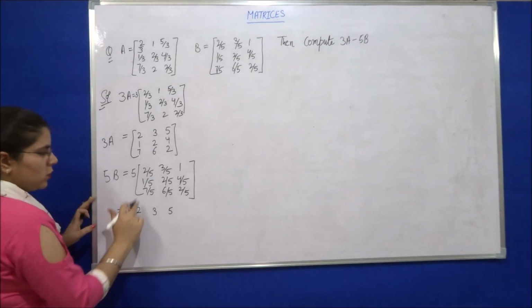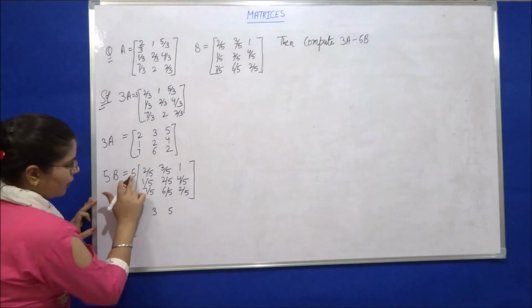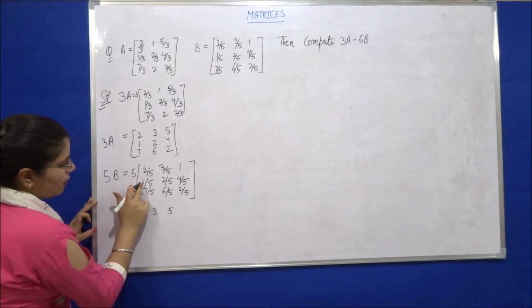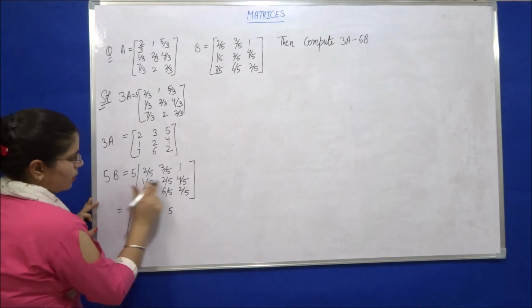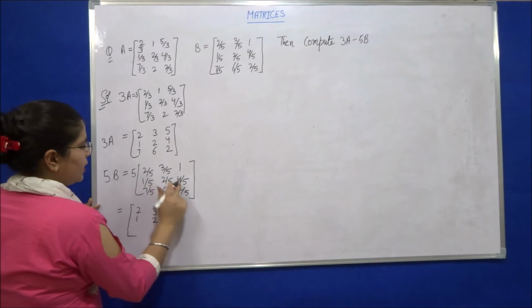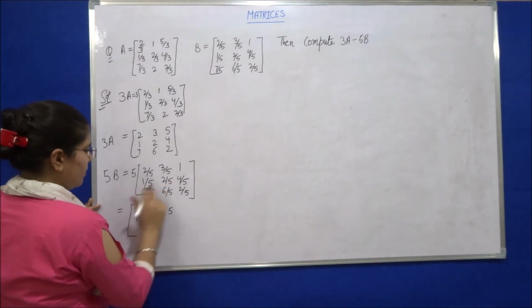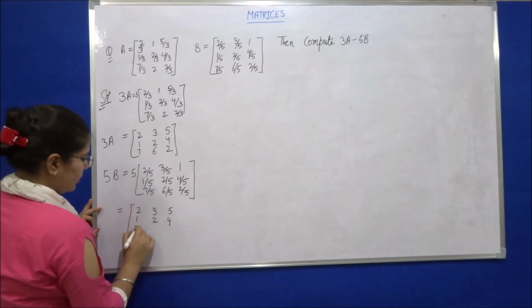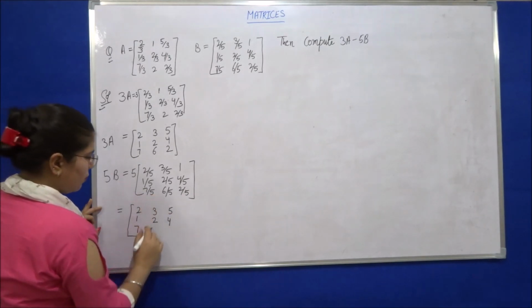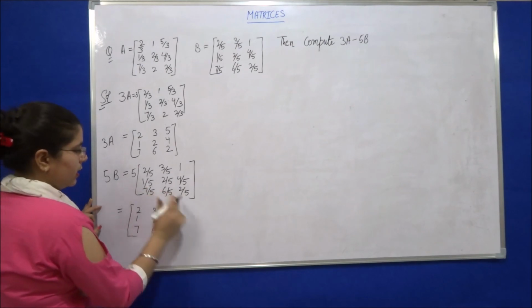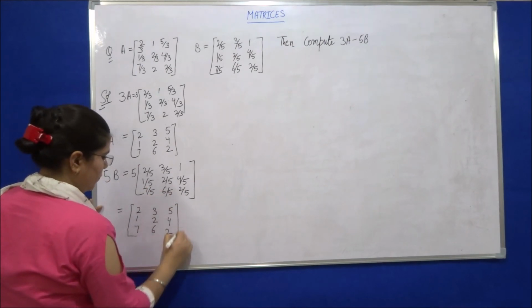We obtain 2. Now in a similar way, multiply 5 with second row. 5 into 1 by 5 will be 1. 5 multiplied by 2 by 5 will be 2. 5 multiplied by 4 by 5 will be 4. 7. 5 multiplied by 6 upon 5, 6. 5 multiplied by 2 upon 5, it will be 2.